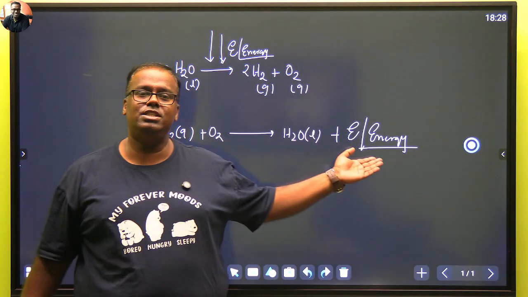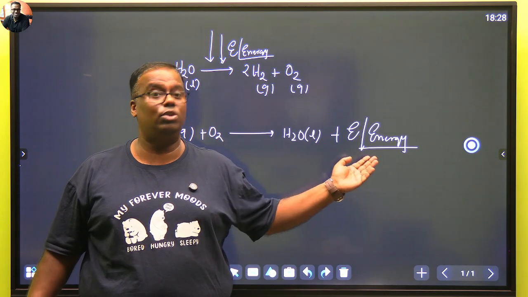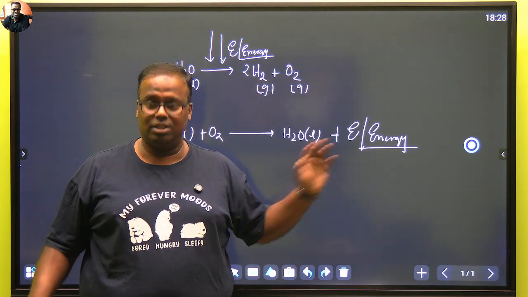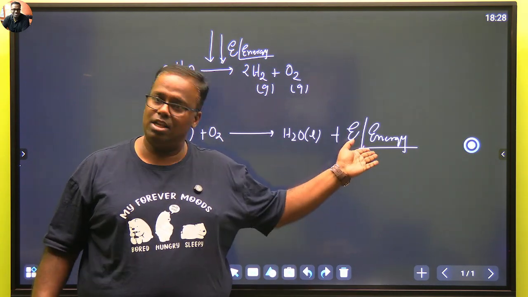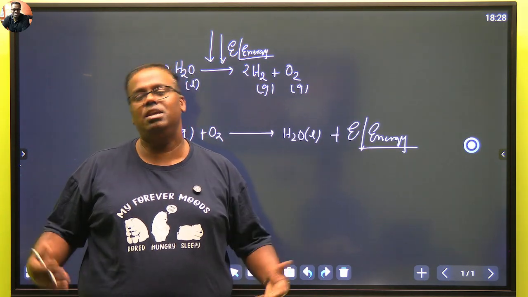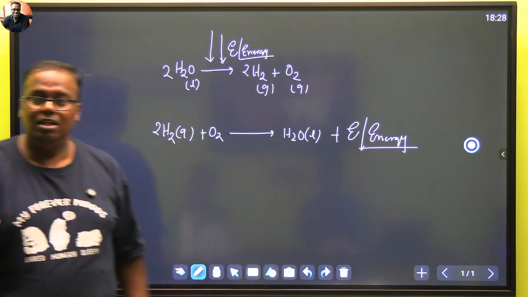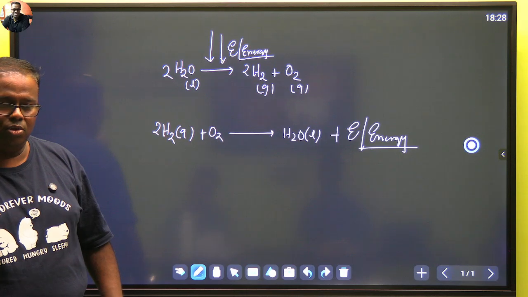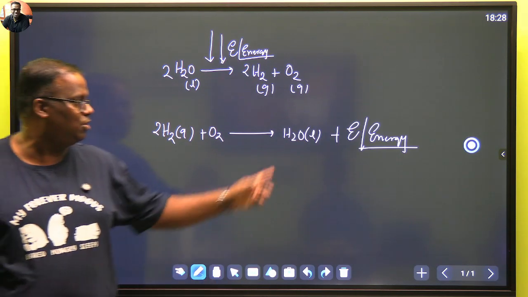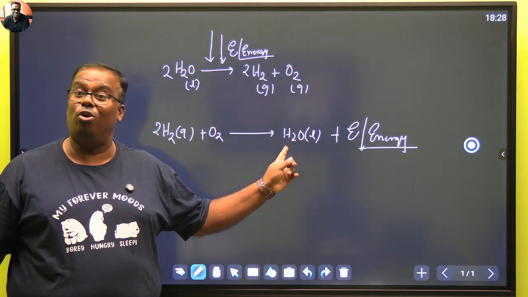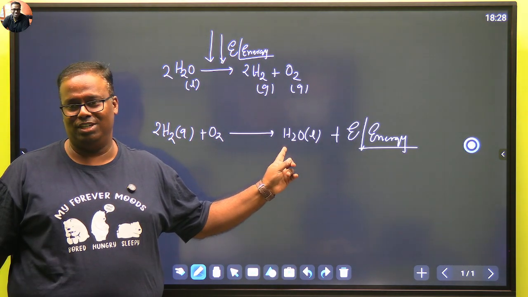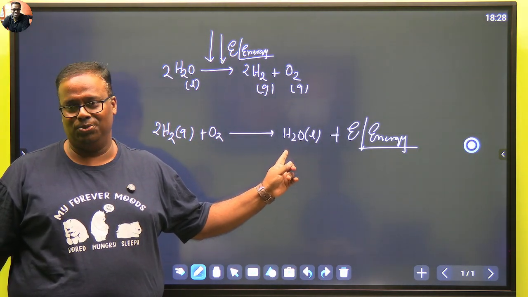This electrical energy can be made to run the motors of the car. We don't have engines in electric cars. Electric cars have motors in them, and you can run them with this. This is the principle. And the exhaust that you will be emitting in this process is what? Water. So it is good for the atmosphere. You will keep leaving water behind as you go.